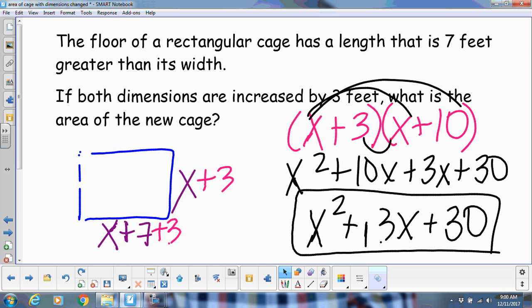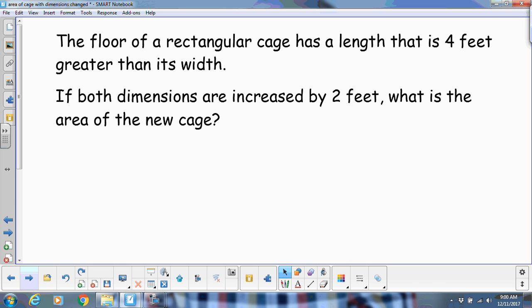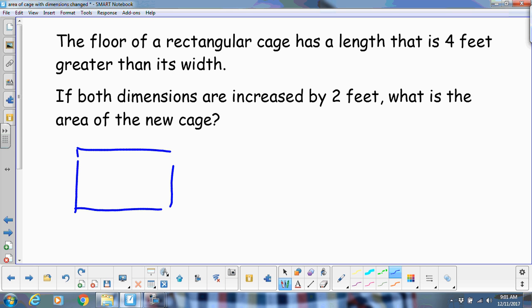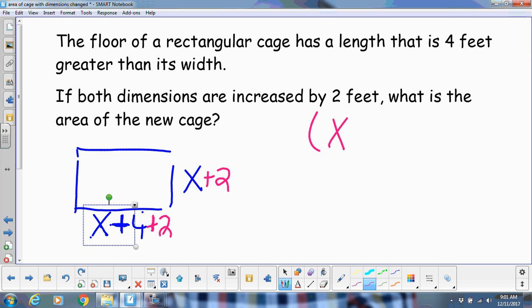So you draw the initial one. Let's draw the initial one. It tells me that we have a rectangular cage that is 4 feet greater than its width. So the bottom's going to be x plus 4, and the side's going to be x. We don't multiply yet. Add 2 to both of those. So that's what you're multiplying: x plus 2 and x plus 6.